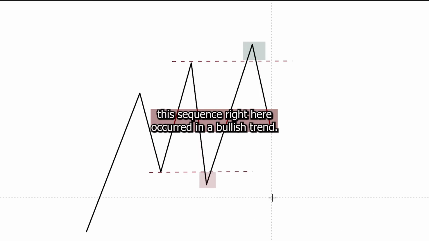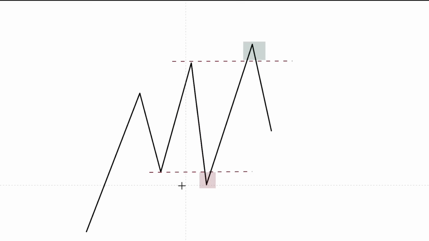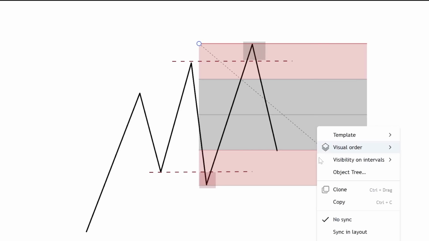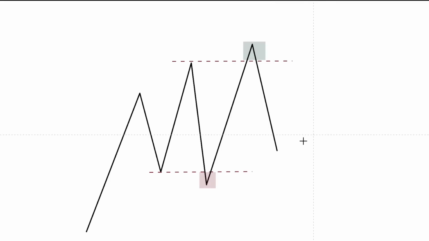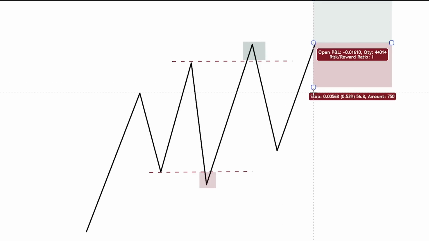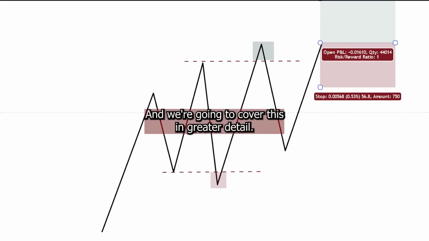So now let's say this sequence right here occurred in a bullish trend. So where would your entry be? So you have two options. You can trade a reversal or you can trade a continuation. A reversal will be pulling out your fib and taking an entry at your retracement right here, which would be your bottom quarter. This will be your reversal entry. Now your continuation entry would be right above the buyers being trapped. And we're going to cover this in greater detail.